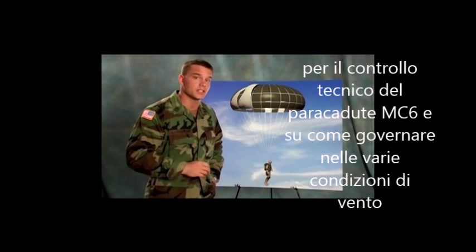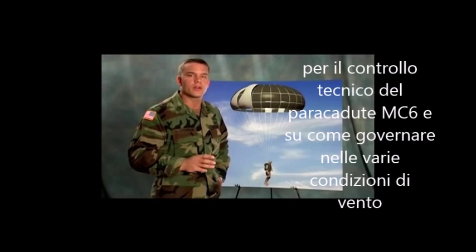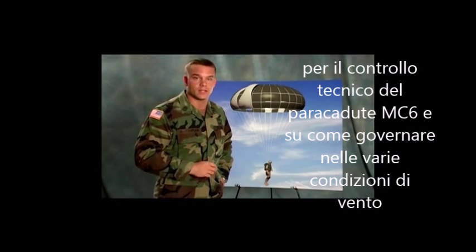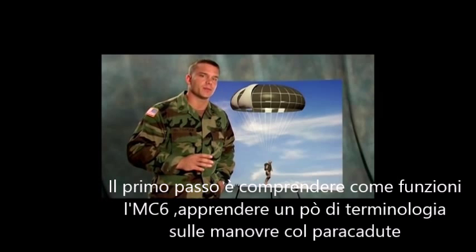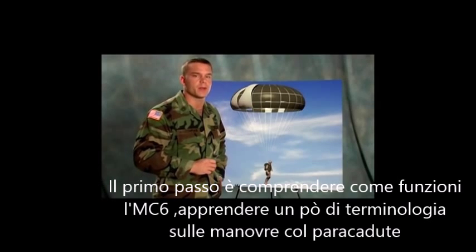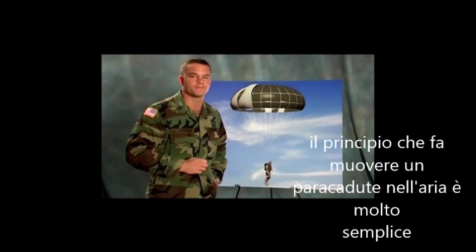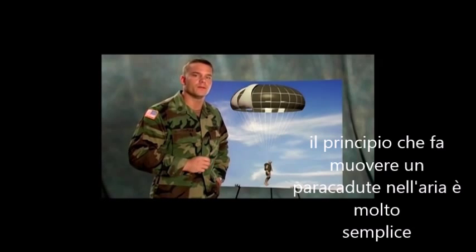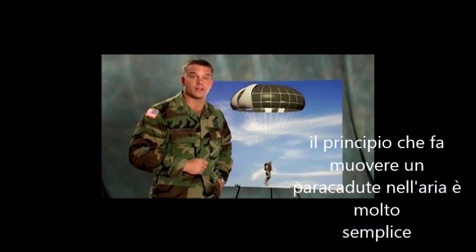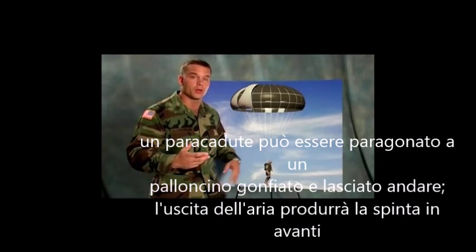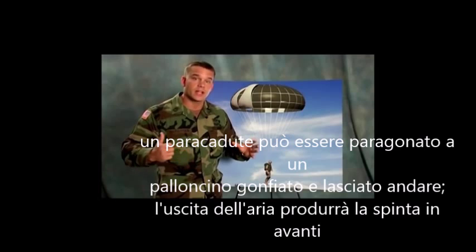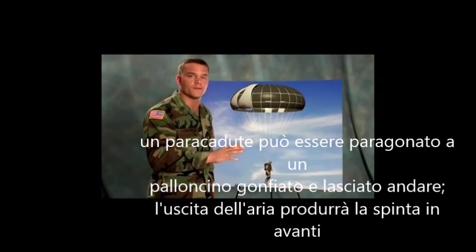You will learn how the MC6 parachute works, and you will learn how to maneuver your parachute in various wind conditions. Your first step is to understand how the MC6 parachute works and to learn some basic parachute maneuvering terms. The principles that explain the movement of a parachute through the air are fairly simple. A canopy's forward speed might be compared to blowing up a balloon and letting it go. The air rushing out the back of the balloon propels the balloon forward.